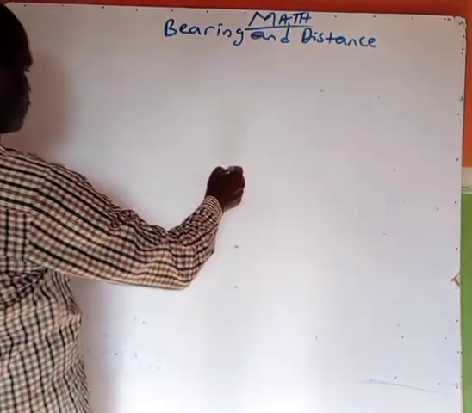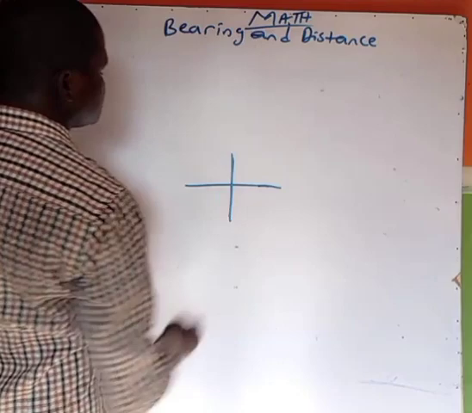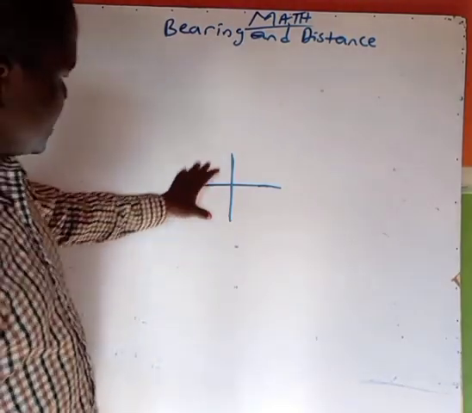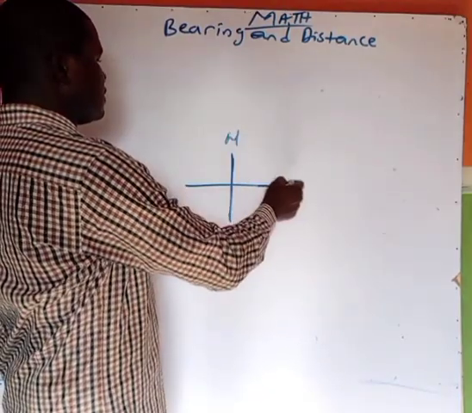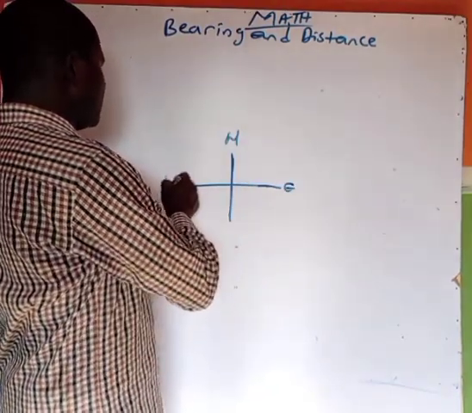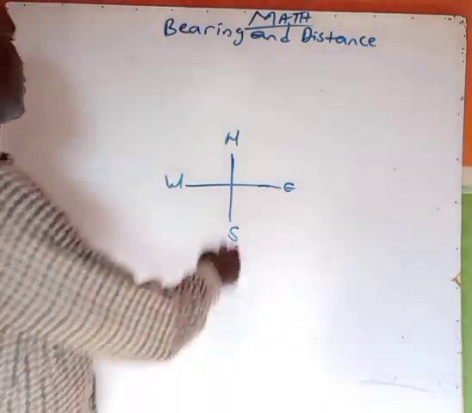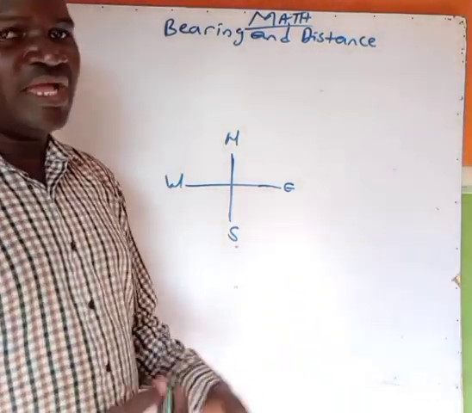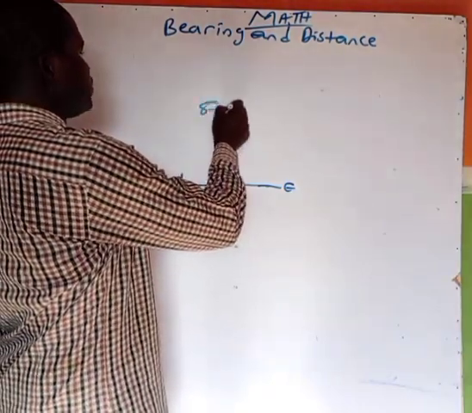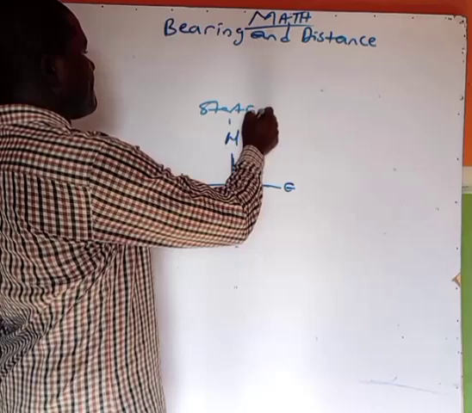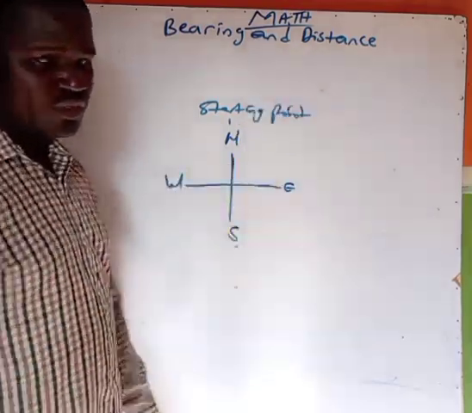Now you know that these are the four cardinal points. As you know, these are the four cardinal points: north, east, west, and south. Then the starting point: North is the starting point.